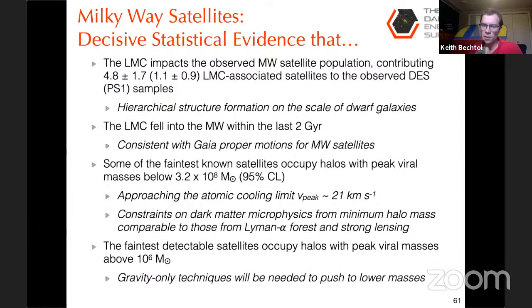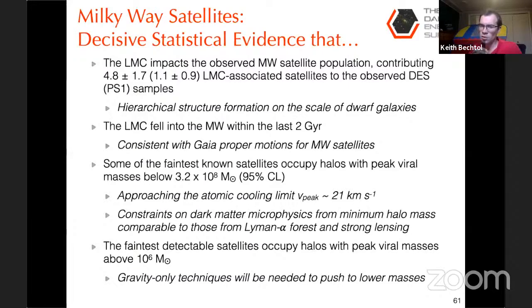Some of the headline results of this study: again, we have this conclusive, definitive Bayesian evidence that the LMC really impacted the observed Milky Way stellar satellite population. We have direct evidence for hierarchical structure formation on the scale of dwarf galaxies. It's consistent with the Magellanic Clouds being accreted recently. And some of these satellites that we're able to detect probably have halo masses of something like 10 to the 8, which means that they're extremely dark matter dominated.